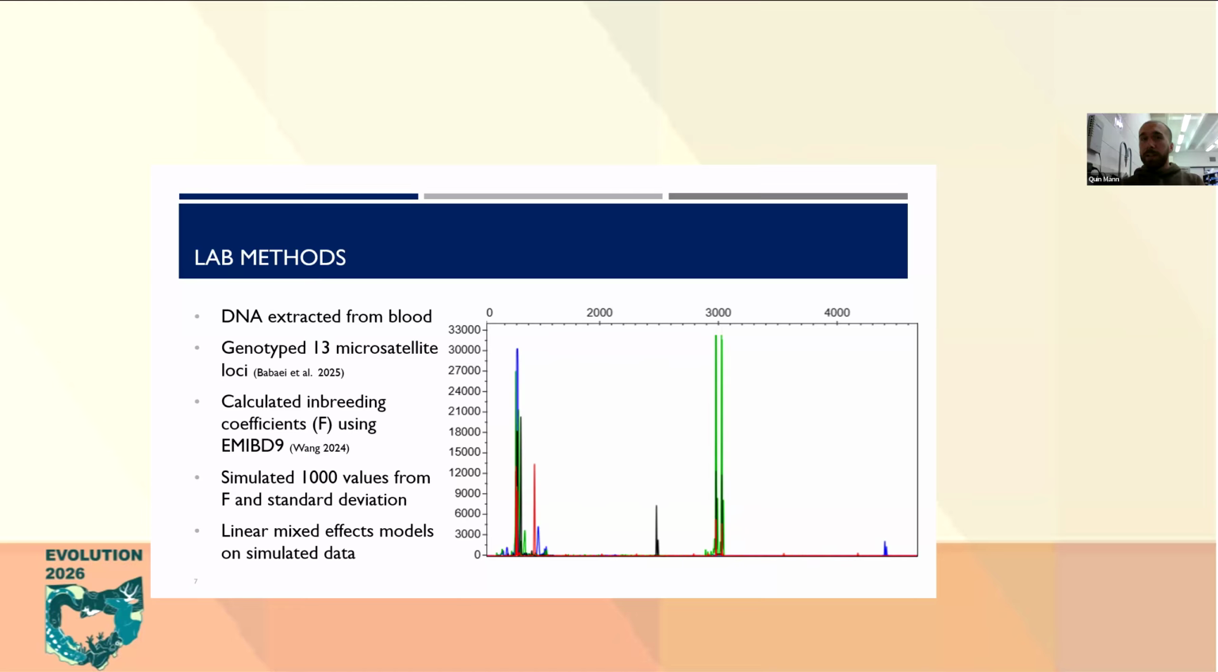This software also calculates standard deviation around this calculated inbreeding coefficient. And so with that inbreeding coefficient and standard deviation, we were able to simulate 1,000 values to estimate the uncertainty in our models. We took all of these 1,001 values and input them all into linear mixed effects models. And then we were able to see the impact of sex, of inbreeding coefficient, and the interaction between sex and inbreeding coefficient on their dominance within these groups.